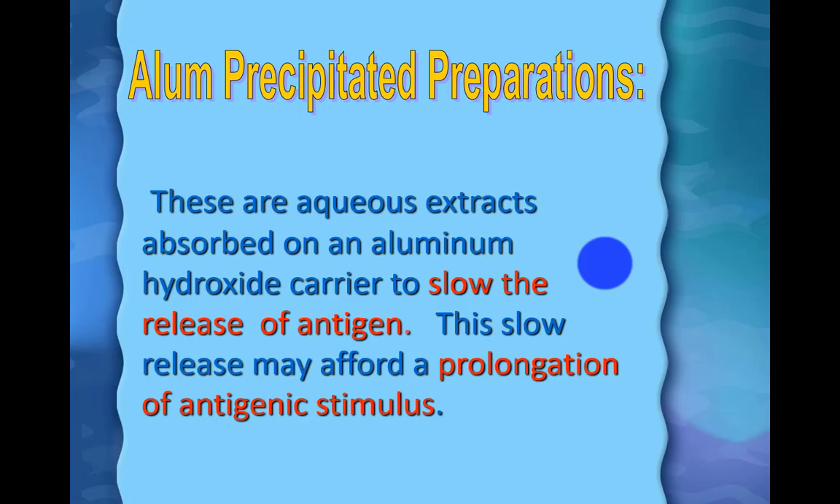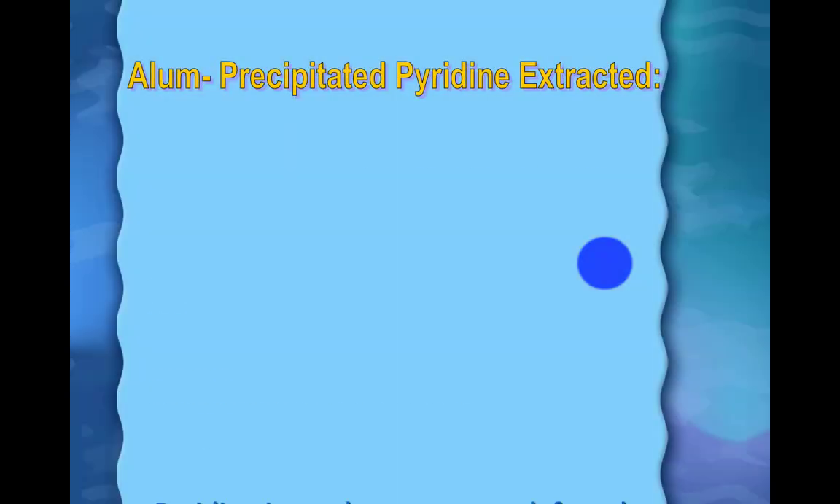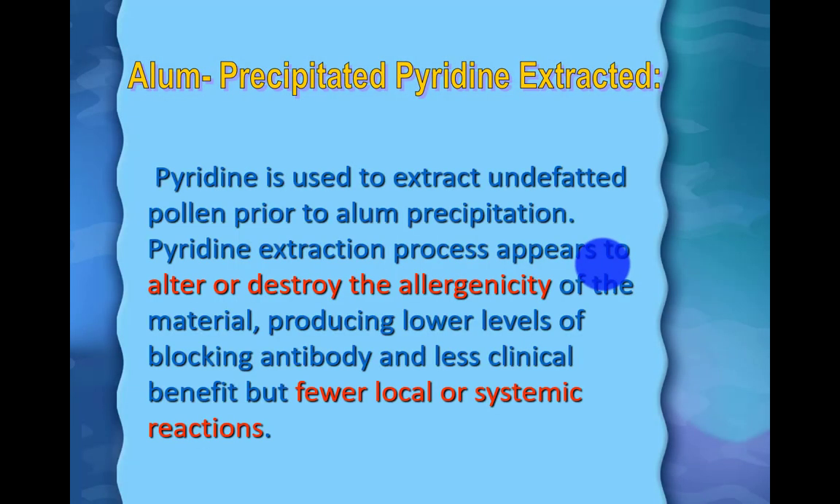Alum precipitated preparation. Alum precipitated pyridine extract. Pyridine is used to extract undefatted pollen prior to alum precipitation. The pyridine extraction process appears to alter or destroy the allergenicity of the material, producing lower level of blocking antibody and less clinical benefit but fewer local or systemic reactions.